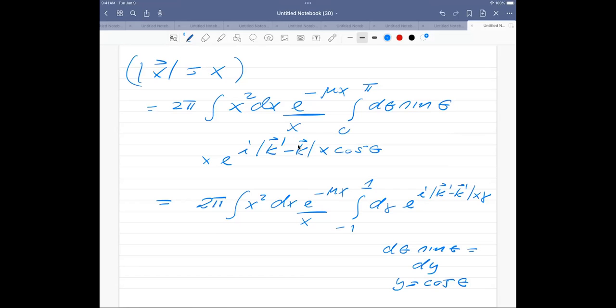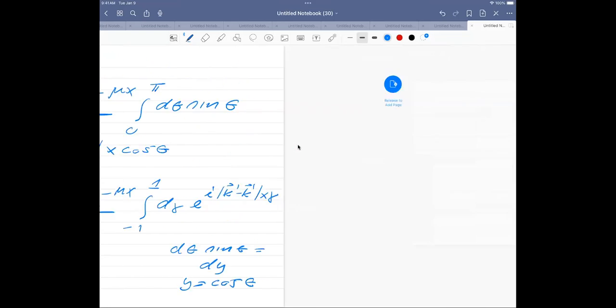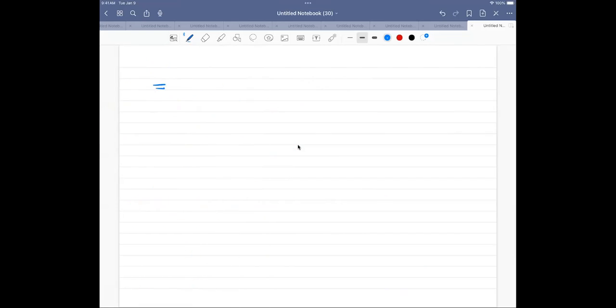It goes from minus 1 to plus 1. Okay, so I can then recalculate with this trick here. And then, when I bring everything together, I get a 2 pi, and then I have a dx, x squared, divided by x squared. And then I have 2 times sine.